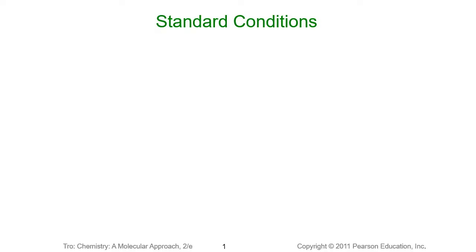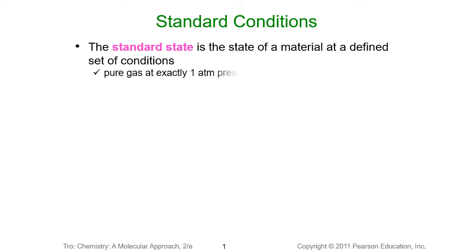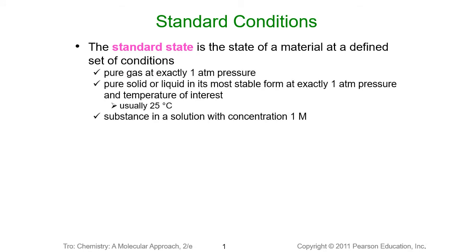In order to make the enthalpies easier to compare, we set some standard conditions for our chemical reactions. So if we are in the standard state, it means that if it is a pure gas, it's at exactly 1 atmosphere. If it's a solid or a liquid, it's the most stable form at exactly 1 atmosphere and a temperature that is typically 25 degrees Celsius. And if we're in solution, it is a concentration of 1 molar. And again, this is to make things easier to compare.